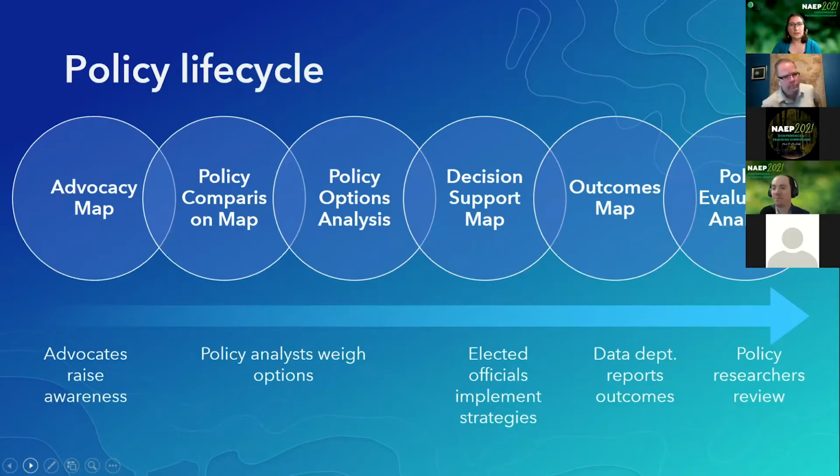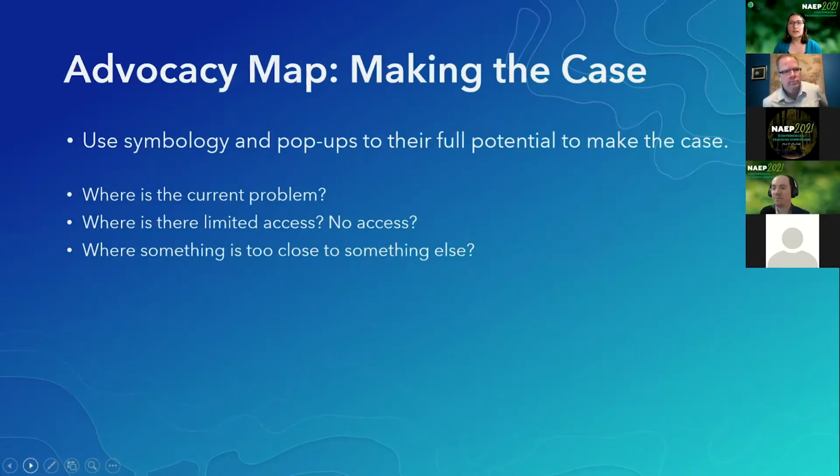So let's look at an advocacy map first. These ones often use symbology and pop-ups to their full potential to make a case. They show where a problem exists. Possibly there's limited access. Maybe hospitals are here and the senior population is over here. Is there limited access? Is there no access?